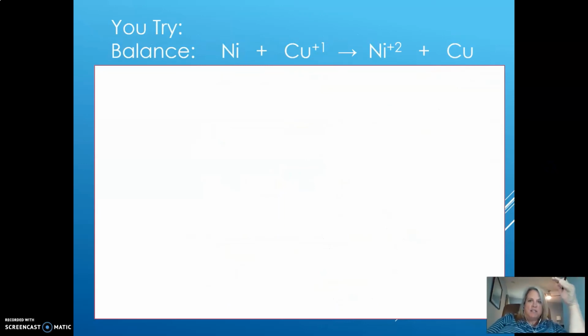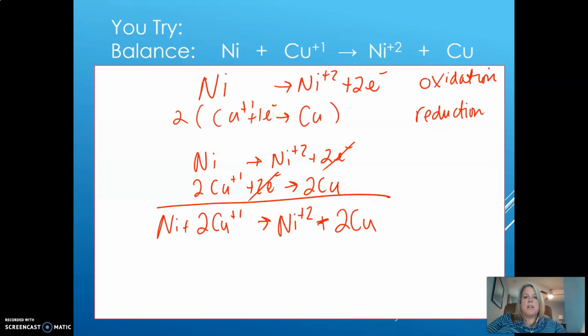See if you can balance this one. Pause the video, and then see if you got it right. So if you did this right, you realize that nickel was the oxidation reaction and copper was the reduction reaction. And when you put them together, you should have a final that says nickel plus 2 copper plus 1 yields nickel plus 2 plus 2 copper.